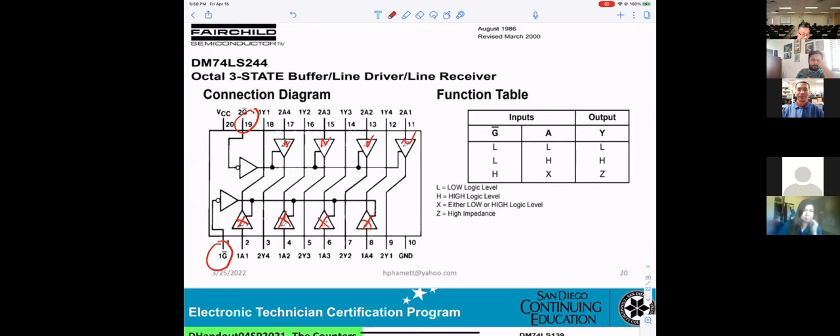So you can see the difference from the 541. In the 541, they control one at a time, 8 bits. But this IC has the same pins, 1 and 19, but pin 1 controls only 4 bits, and pin 19 controls another 4 bits, okay? If you want 8 bits, then pin 1 and pin 19 must be low.